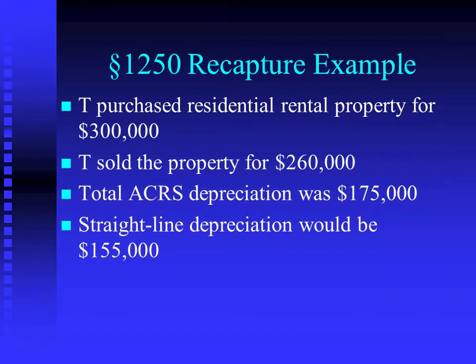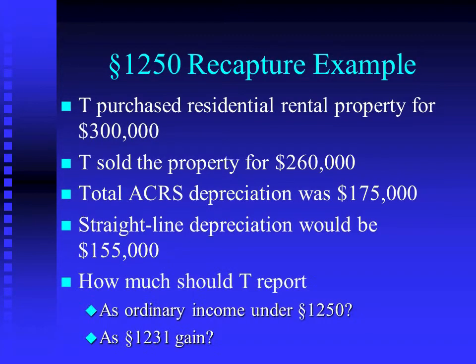What you care about is the excess rule, right? We did not take straight line. We deducted 175,000. And so that's larger than straight line. So there will be some 1250 recapture. So our question is, how much ordinary income is there? And how much 1231 gain do we have?